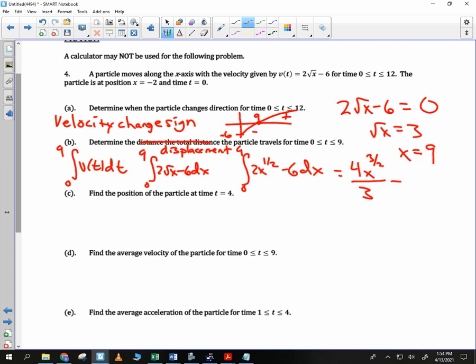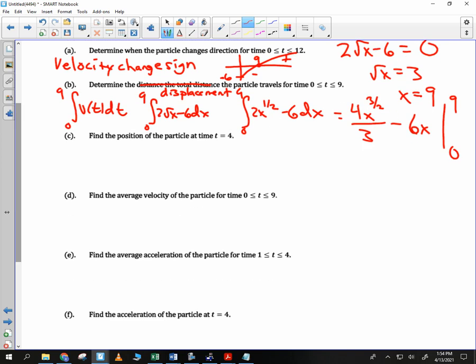And then what's the antiderivative of 6? 6x. And we're going to evaluate it at 9 and at 0. If you plug in 0, what do you get? We get 0. We plug in 9. What's the square root of 9? To the 3rd, divided by 3 times 4? 36. Minus 6 times 9? 54. What is 36 minus 54? Negative 18.